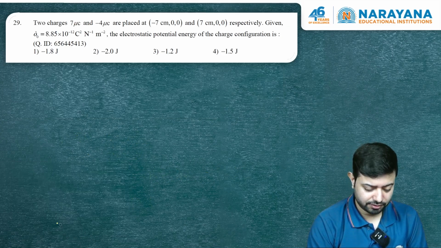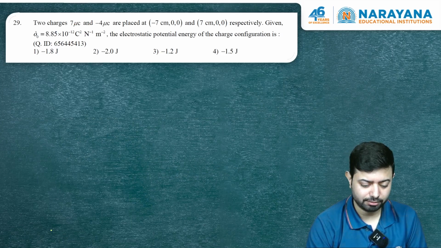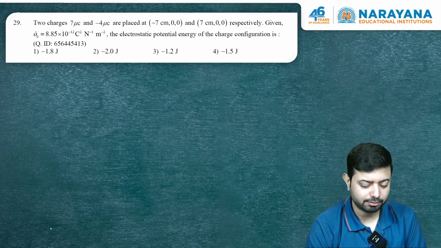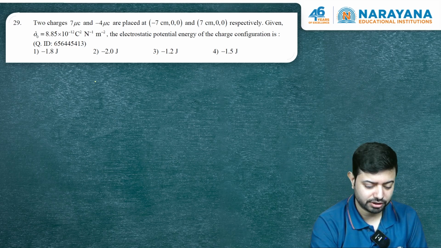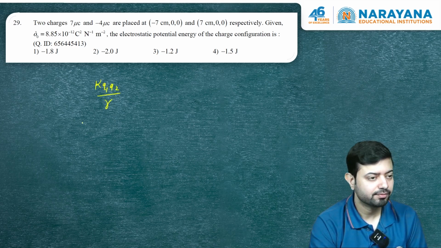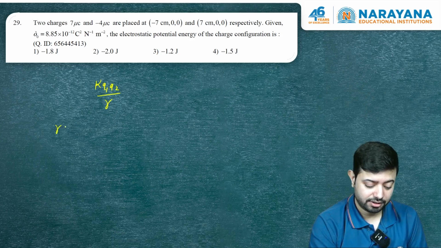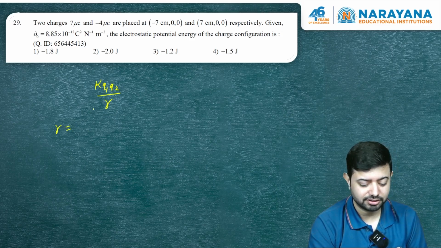Two charges, 7 microcoulomb and minus 4 microcoulomb, are placed at some particular positions, and they have given the epsilon naught value also. The electrostatic potential energy of the charge configuration: what is the formula of electrostatic potential energy? K q1 q2 by r. Well, what is the r? It is the distance between 2 points. You will apply the distance formula for that.